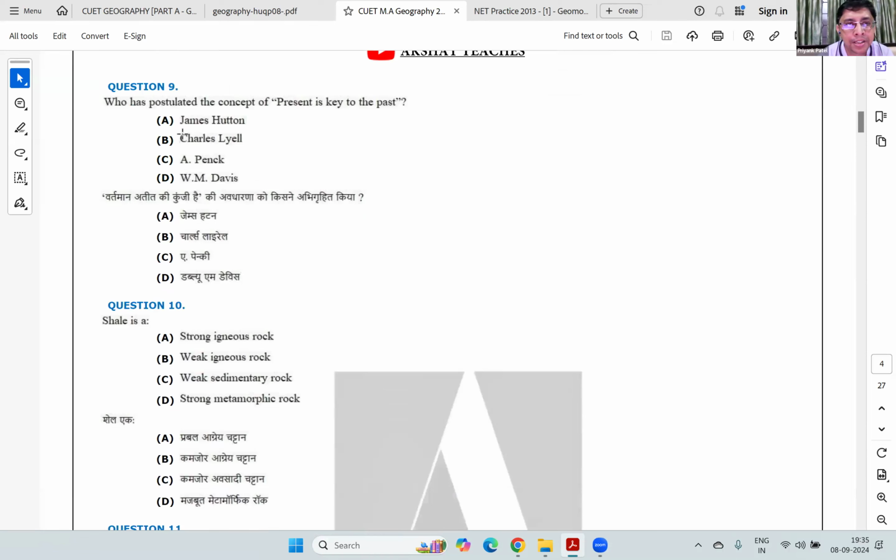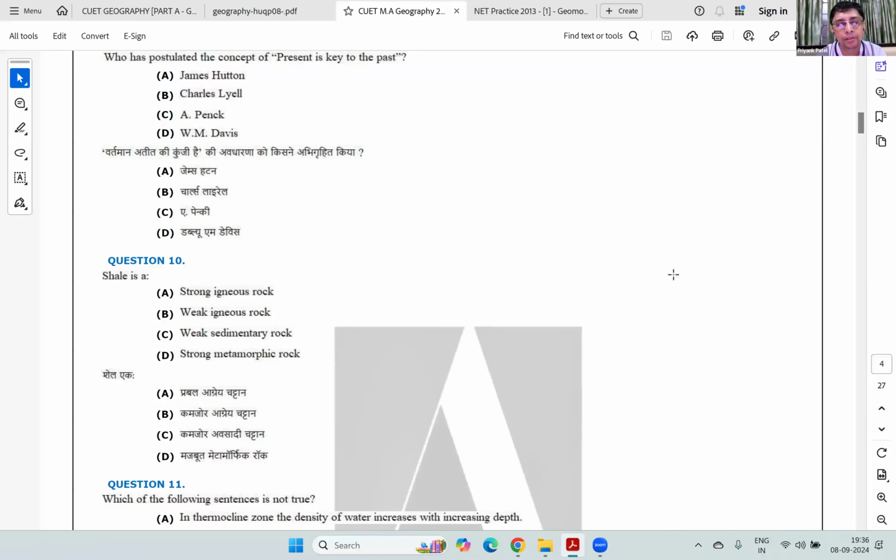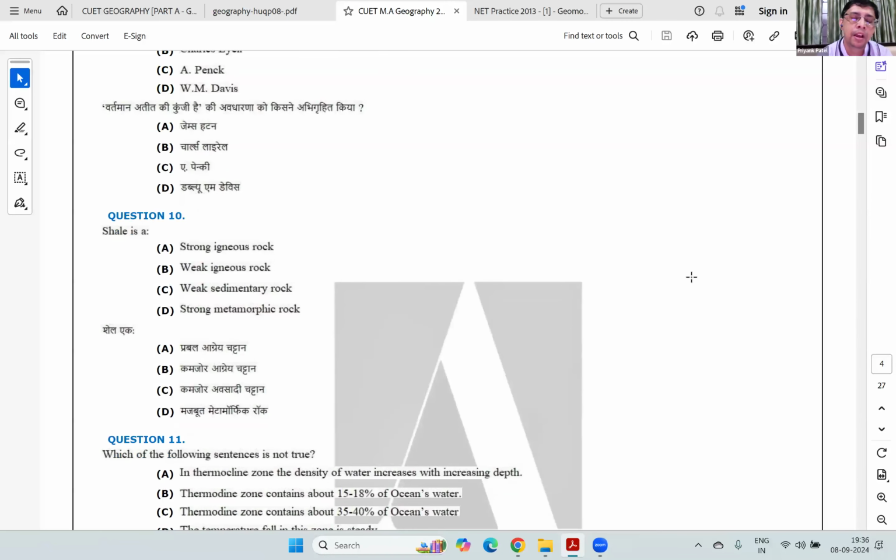Then, present is the key to the past. It should be either James Hutton or Charles Lyell. Please go ahead and find out. The concept of uniformitarianism was given by James Hutton, and then it was Charles Lyell who expanded on this further in his book called Principles of Geology. So the answer will be either A or B. I'm asking you to find out which of these. I'm not going to solve a paper for you, but my job is to show you what kind of questions are there. And once you start reading, then you will understand and be aware of the answers yourself.